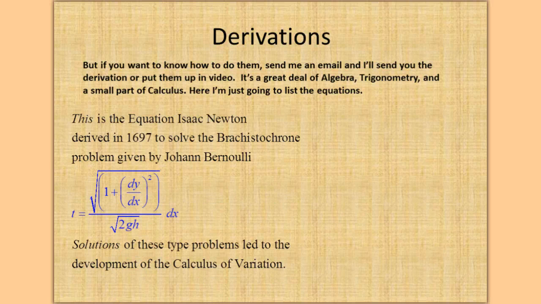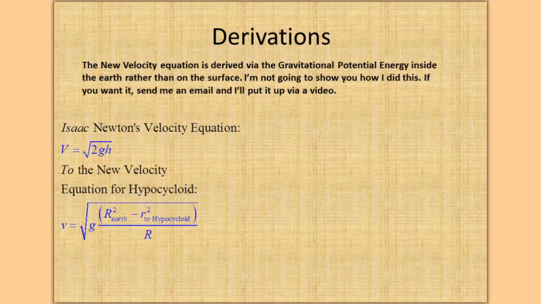It's a lot of algebra, and I don't want to bore you with that. This is the equation Isaac Newton derived in 1697 to solve the brachistochrone problem given by Johann Bernoulli. Solutions of these types of problems led to the development of the calculus of variations. The new velocity equation is derived via the gravitational potential energy inside the Earth rather than on the Earth's surface. I'm not going to show you how I did this. If you want it, send me an email and I'll either send it to you or put it up in a video.